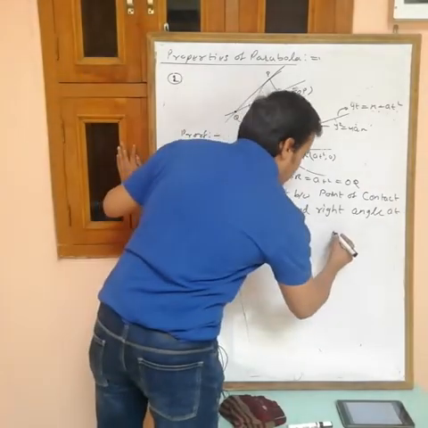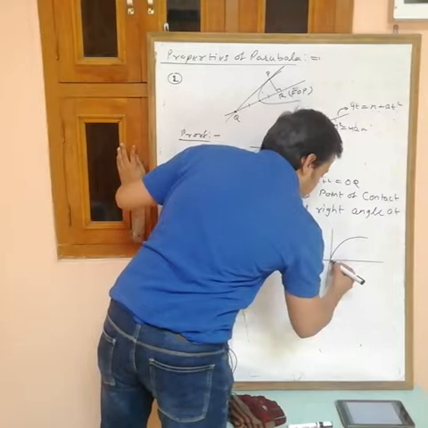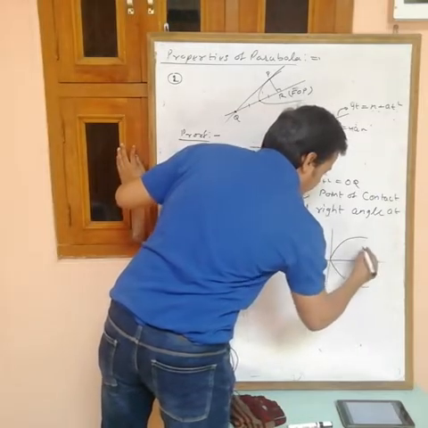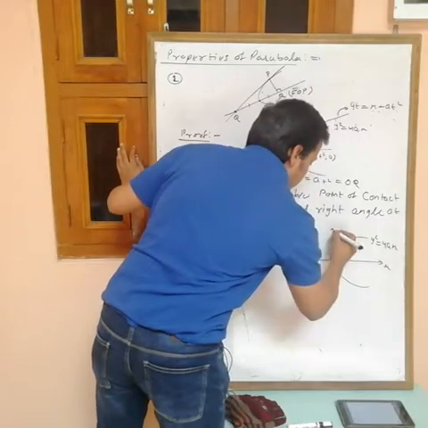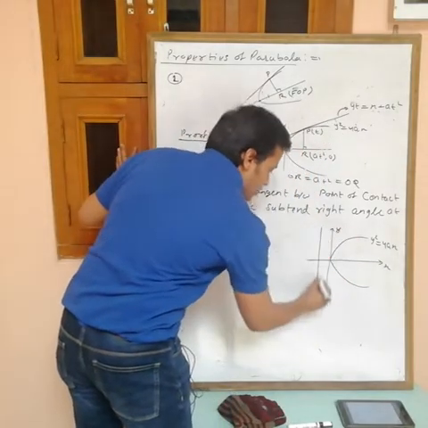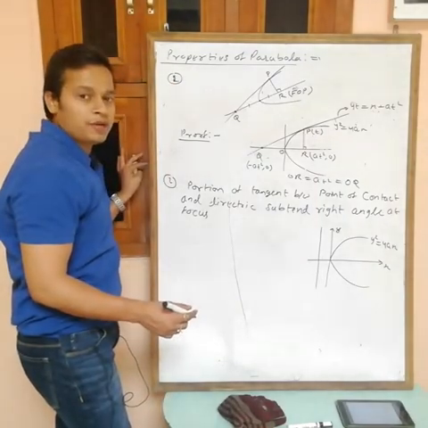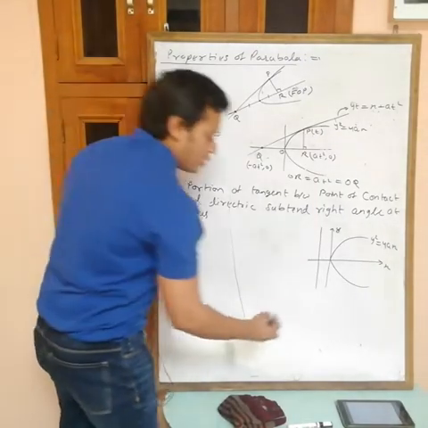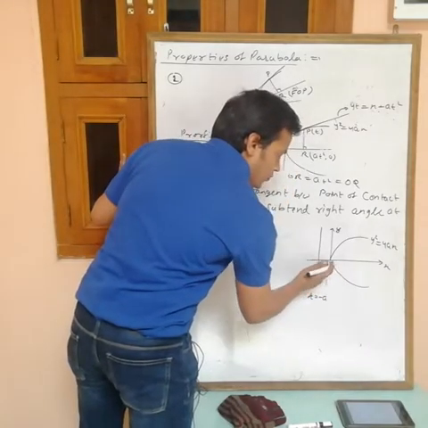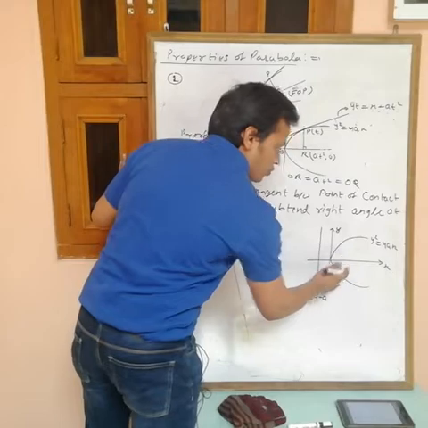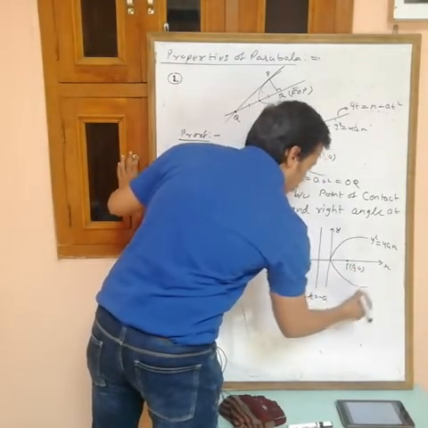How can I show this? Again, see. Suppose this is the parabola y square equals 4ax, this is the x axis, this one is the y axis, and this is the directrix. The equation of the directrix for the parabola y square equals 4ax is x equals minus a. The distance of the vertex from the directrix and from the focus are both the same, as the focus is (a, 0).